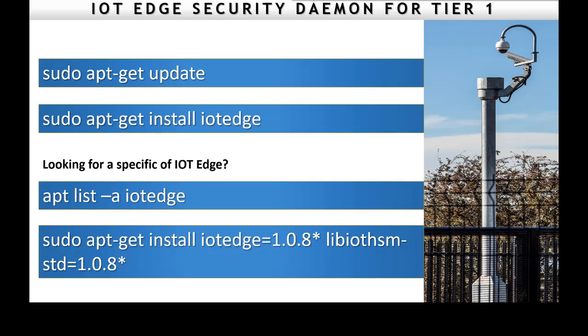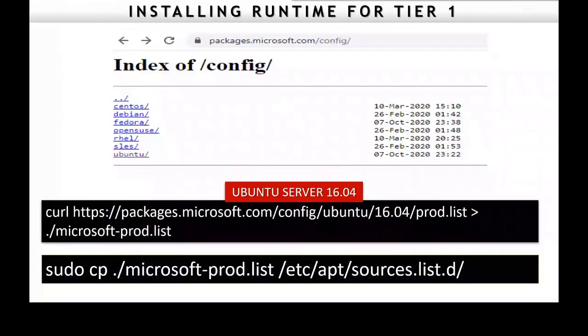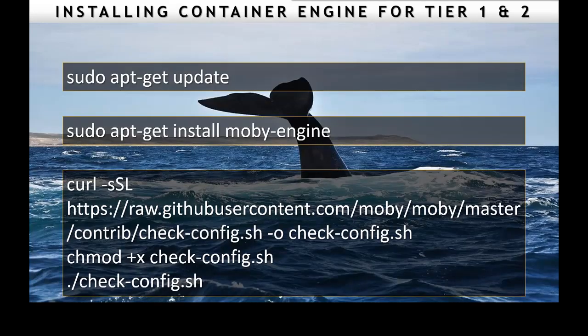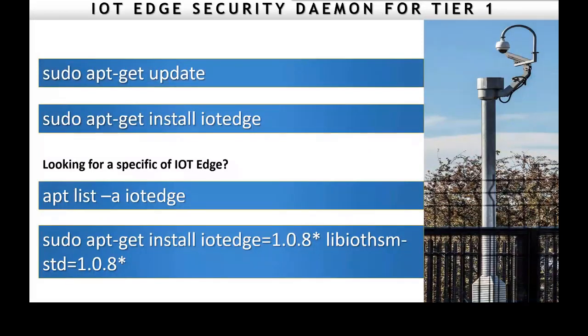This will work only for tier 1 because, as I said before, this file here, prod.list, actually knows where the IOTEDGE file is. I'm just trying to install IOTEDGE. If you have Ubuntu 1604 or 1804, this is going to run with no problem, and you are going to be happy. If you are looking for a specific version of IOTEDGE, you can even specify that by using the last two commands here.